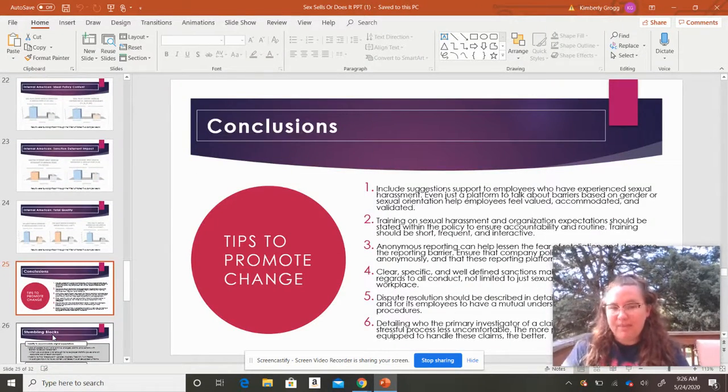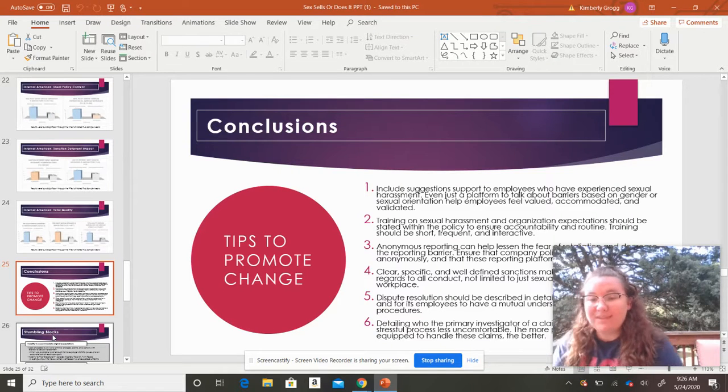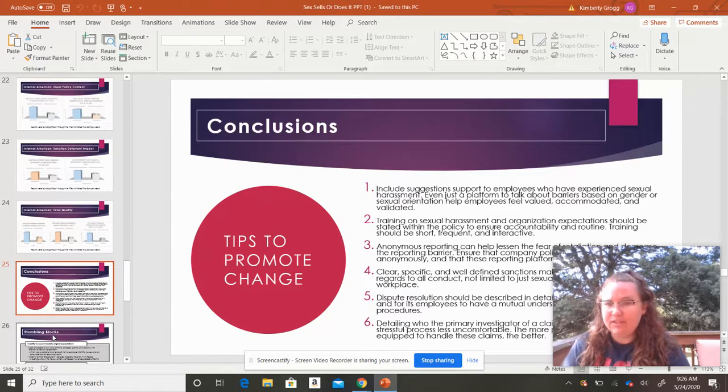So some of the conclusions I made, based on what I found, what was lacking in policies and what was very apparent in policies, are things you should look for in companies that you're working for, considering working for, or even that you're interested in sponsoring or really passionate about. Anonymous reporting should be in every single policy, and it really helps lessen that fear of reporting, and it helps lessen the gap between that dark figure of crime, the unreported issues that we have.